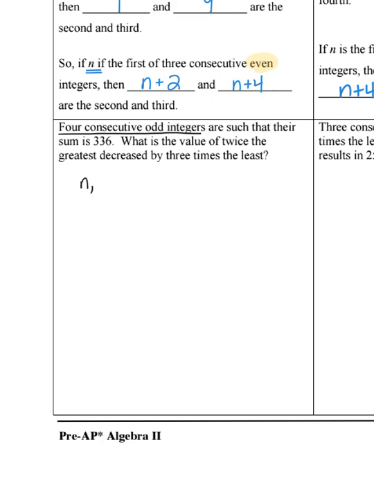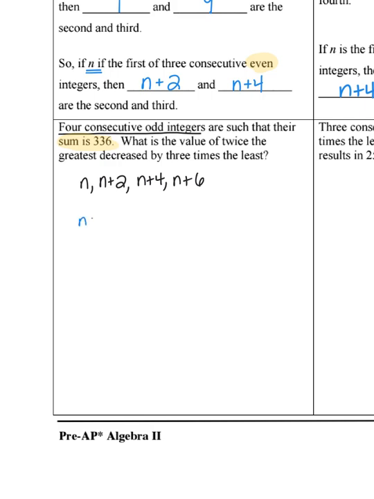The next consecutive odd integer would be n plus 2. The next one would be n plus 4. And the fourth one would be n plus 6. Again, they're odd, so I have to hop over every other integer. And it says such that their sum is 336. So that would mean, now I'm going to go back to my variables.